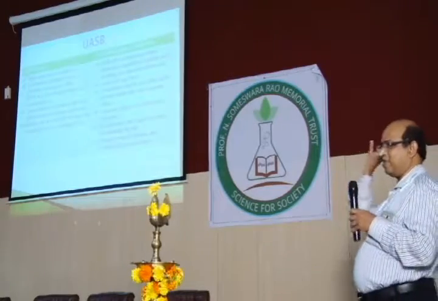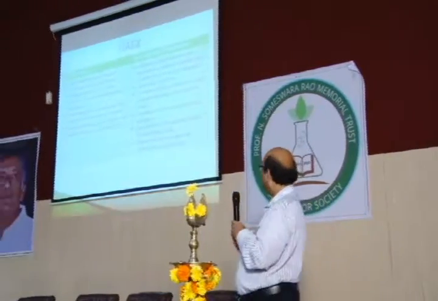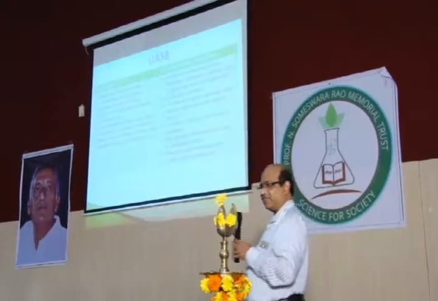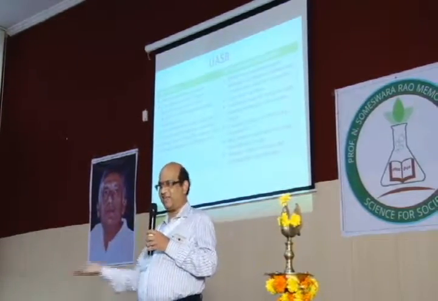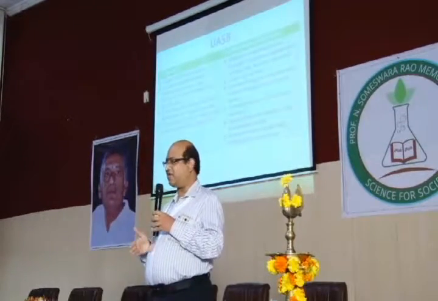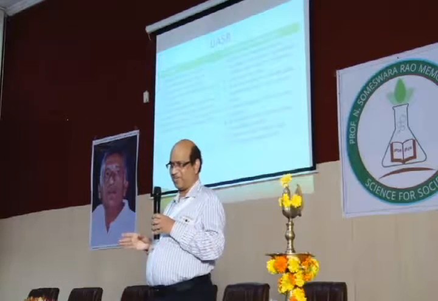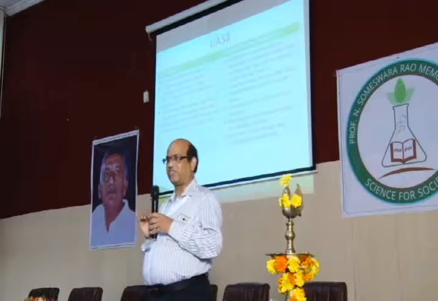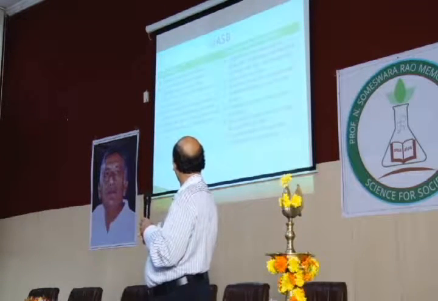Here also some problems will be there. ASP also has some advantages and disadvantages. The advantages are high reduction in organics. For example, if 1 lakh COD is there, an ordinary activated sludge plant cannot handle it. With 1 lakh COD, 80% or 90% reduction is only possible in anaerobic treatment. Then the remaining 15,000 you can send to a conventional activated sludge plant.